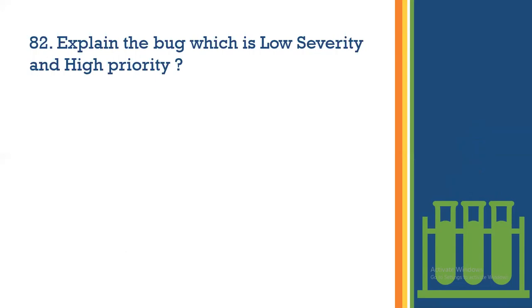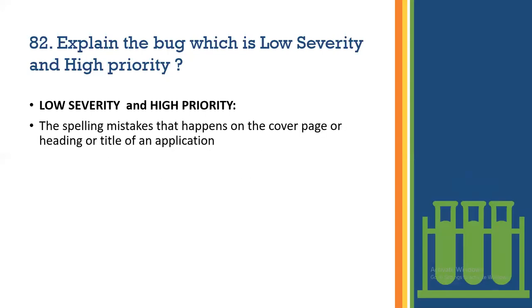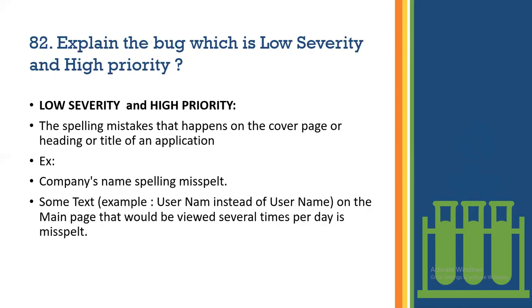Explain the bug which is low severity and high priority. That means the impact of the defect will be less for execution, but it is important from the user's point of view. Spelling mistakes on the cover page, heading or title of an application. User interface related defects. The company's name misspelled, or a spelling mistake in a label on the main page that would be viewed several times per day.